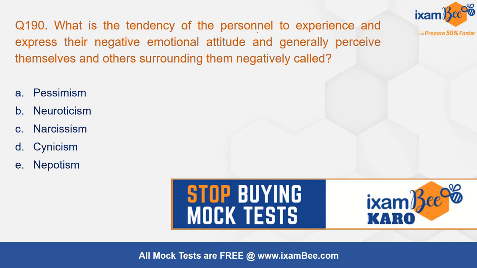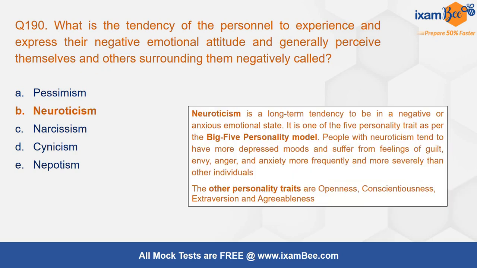What is the tendency of the personnel to experience and express their negative emotional attitude and generally perceive themselves and others surrounding them negatively called? This is neuroticism. Neuroticism is a long-term tendency to be in a negative or anxious emotional state. It is one of the 5 personality traits as per the Big 5 personality model, from where the question is coming. People with neuroticism tend to have more depressed mood and suffer from feelings of guilt, envy, anger, anxiety more frequently and more severely than other individuals. The other personality traits are openness, conscientiousness, extraversion and agreeableness.